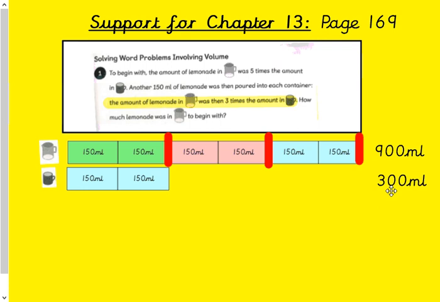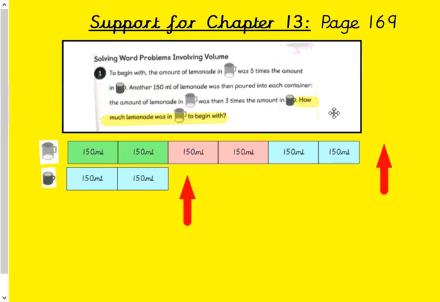However, that's not the end of the story. As you can see, there's one more sentence to deal with. This is the final sentence and the final step to solve the puzzle. How much lemonade was in the jug to begin with? It's not the value at the end, so we know it's not 900, it's how much was there to begin with. So all we need to do is simply take this 150 millilitres back out of the jug there, and 150 millilitres out of the cup there, and we're one step closer.